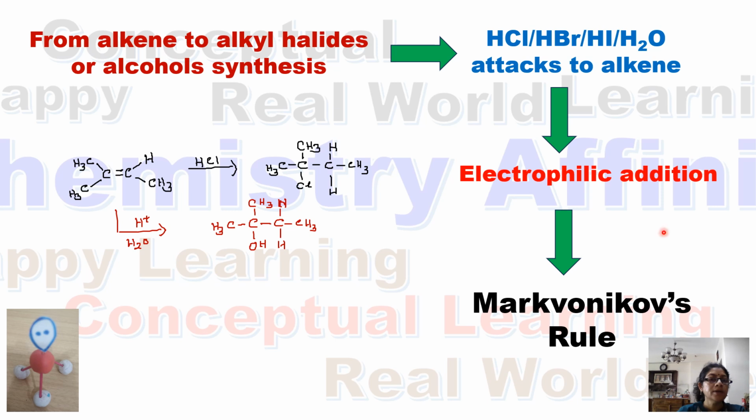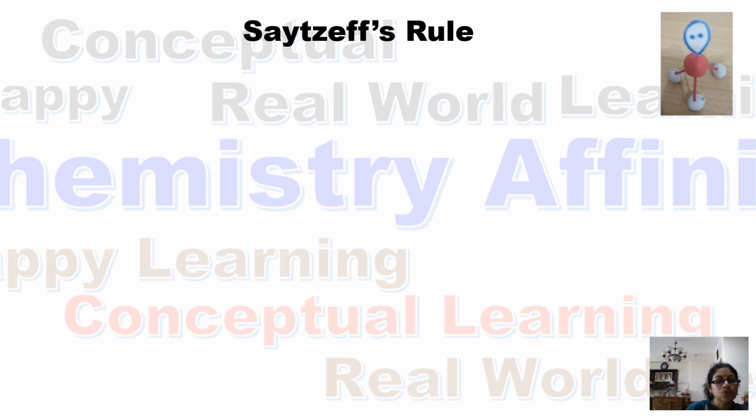When we prepare alcohol or alkyl halide from alkene by using a halogen acid like hydrochloric acid, HBr or HI, or we can use water to make the alcohol, it follows the electrophilic addition mechanism. And when it follows the electrophilic addition mechanism, it follows Markovnikov's rule. So Markovnikov's rule is connected with electrophilic addition, and this electrophilic addition is connected with synthesis of alkyl halide or alcohol from alkene. Next I am going to explain Saytzeff rule.